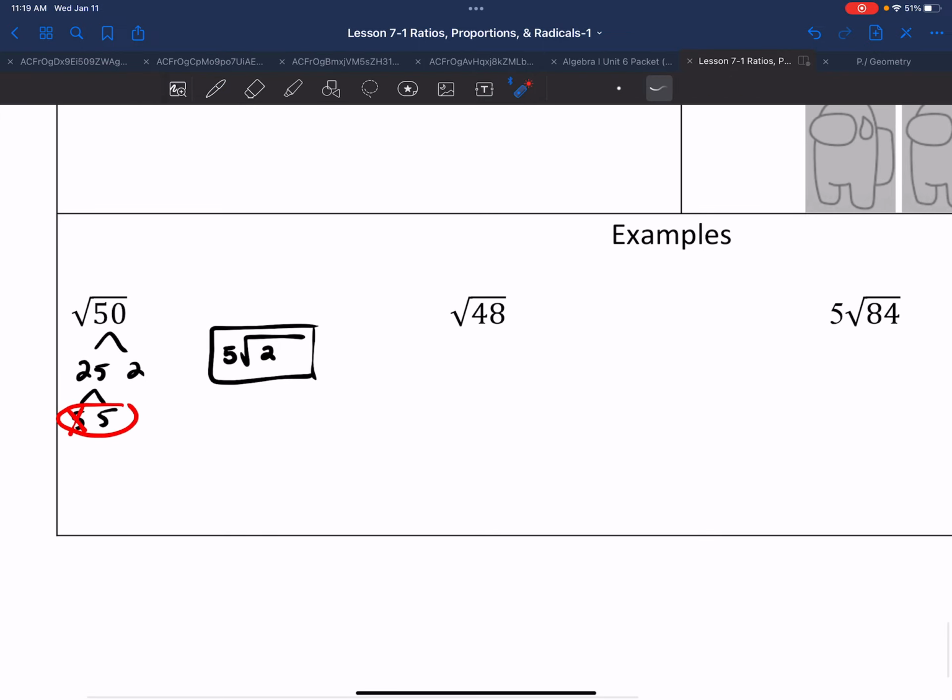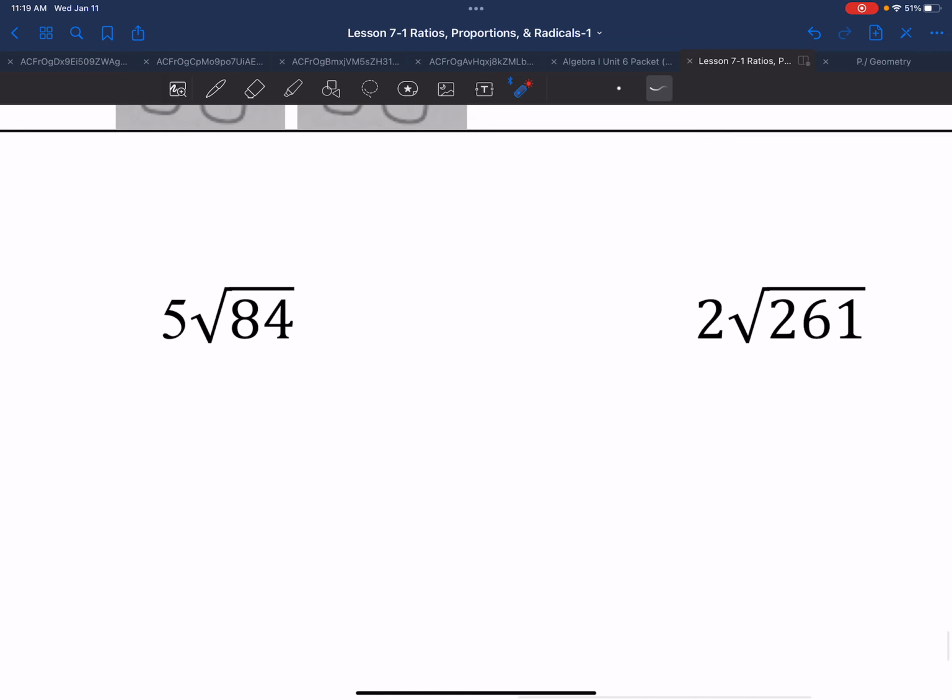Make sure to pause if I am going way too fast. Write that down. Okay, let's go ahead and take a look at this one over here, because this one's different. The reason why it's different is because the 5 is already outside of the radical sign. So what happens here is that anything that comes out of the radical sign needs to be multiplied by this number. So here I have 84, and I'm thinking two numbers. I'm thinking 4 and 21.